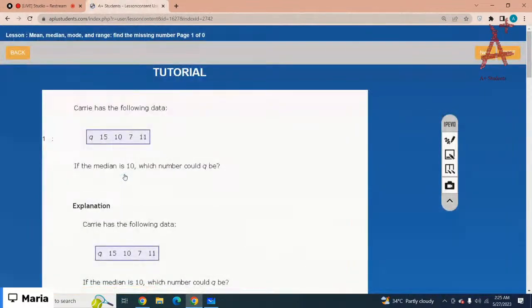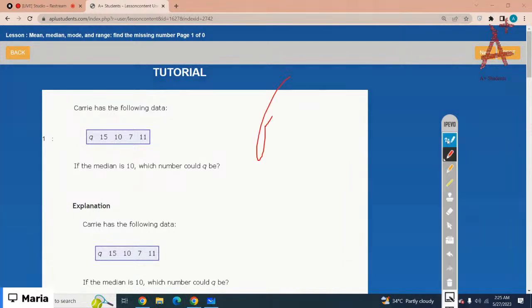Find the missing number. Carrie has the following data: Q, 10, 15, 10, 7, and 11. If the median is 10, which number could Q be? Median is 10. That means 10 is the middle number. So let's just use the concept. Median means if 10 is the median, 10 would be the middle number. Two numbers before 10 and two numbers after 10, because you have five numbers.